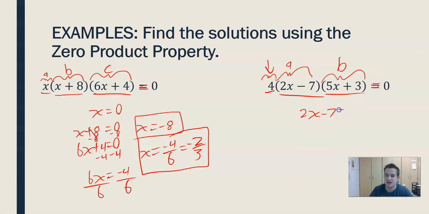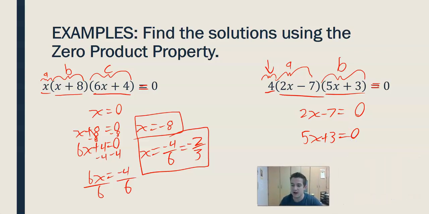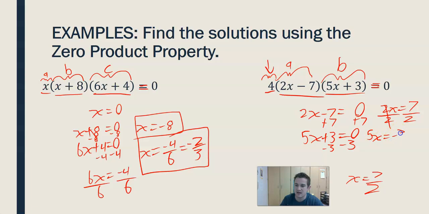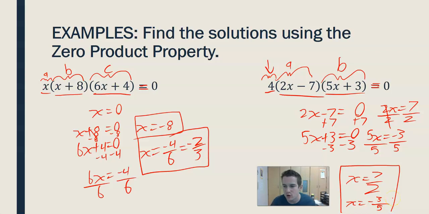So if 2x minus 7 is equal to 0, that's a solution, or if 5x plus 3 is equal to 0, that's a solution. So let's solve for x here. So here I'm going to add 7 on both sides, and I'll have 2x equals 7. Then I'll divide by 2 on both sides, and I'll get x equals 7 halves. On this one, if I subtract 3 on both sides, I'll get 5x equals negative 3. Then I'll divide by 5 on both sides and get x equals negative 3/5.